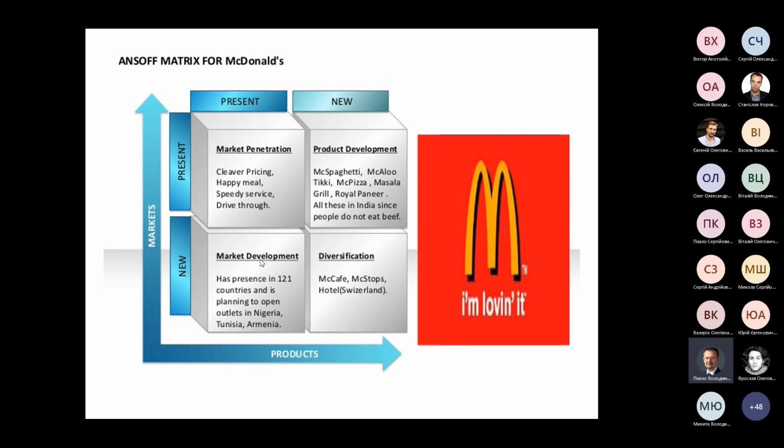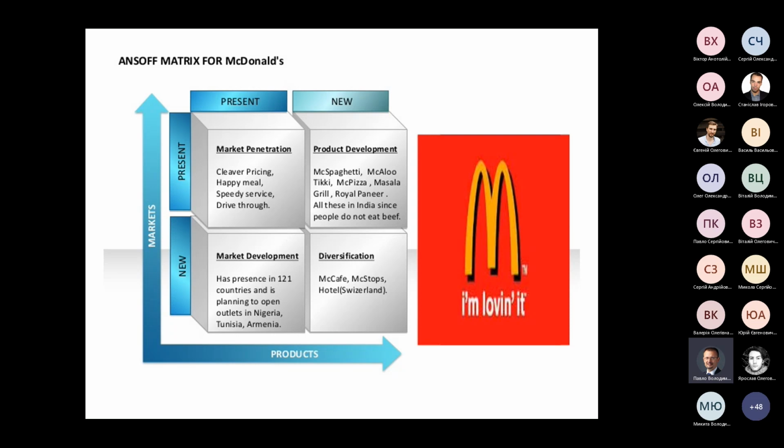If speaking about market development, they decided to open new shops mostly in Africa. They decided to begin with the biggest country in Africa by population, I mean Nigeria, but they are still increasing the number of shops in Africa. And about diversification, it was very surprising information for me when I found that they decided to open McDonald's hotels in Switzerland. So this is the example of diversification strategy.